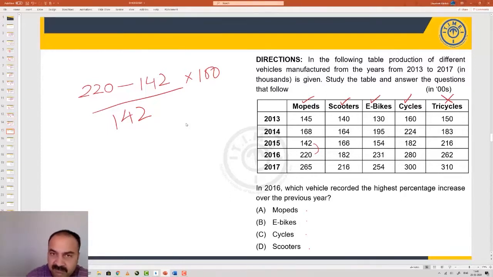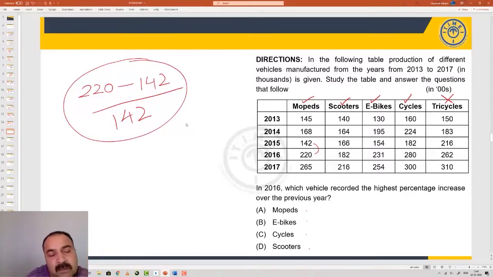Would you do this for every number and every pair? Yes. So would times 100 happen for everybody? Yes. So times 100 is meaningless for comparison because the question does not tell me the value. The question says which one is the highest. Now when we look at this particular number, this gap has to be compared with the base. So this gap, for example, 220 and 142, the gap is 78. 78 over 142. This is the gap.